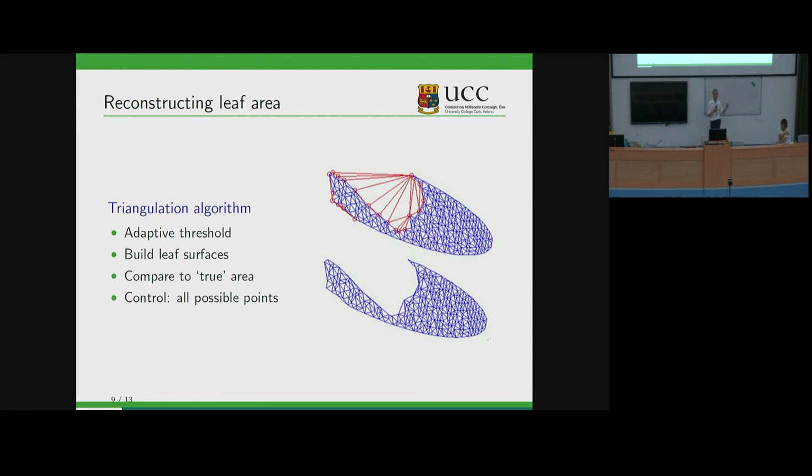you can use these triangles to work out what the leaf area is from your point cloud and compare it either to what we know the true area should be or what a perfect scan would have come up with as a control.